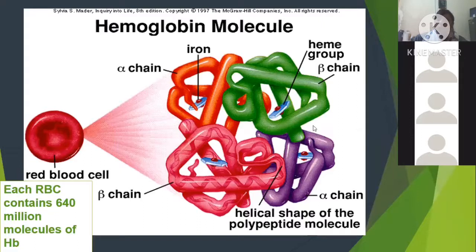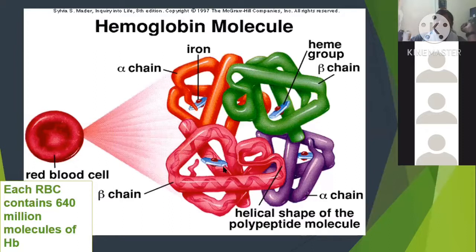Now here, all four chains are not different; only two chains are different and the other two are similar. See, two alpha chains and two beta chains. So hemoglobin consists of four polypeptide chains, out of which two are alpha chains and two are beta chains. And each of these subunits or polypeptide chains has a heme group in it. Here you can see the heme group, which has an iron, and that iron is the one which binds to oxygen.